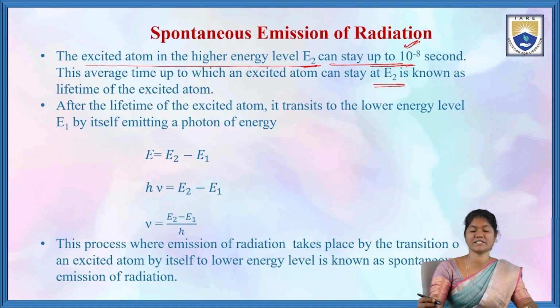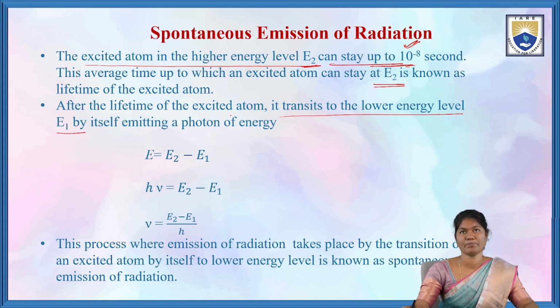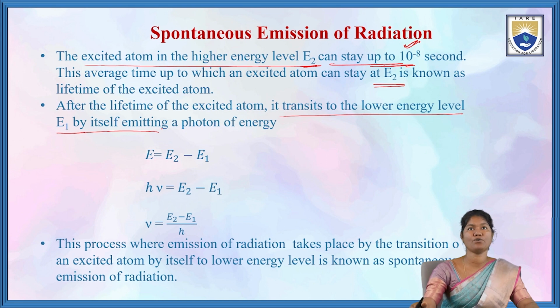After this 10 power minus 8 seconds, which is the lifetime of an atom in the higher energy state, it transits to the lower energy level by itself, emitting a photon of energy. So after the lifetime of the excited atom in E2, it transits to the lower energy level E1. There is no other initiation, no energy we are going to give, and no photon is interacting with the atom.